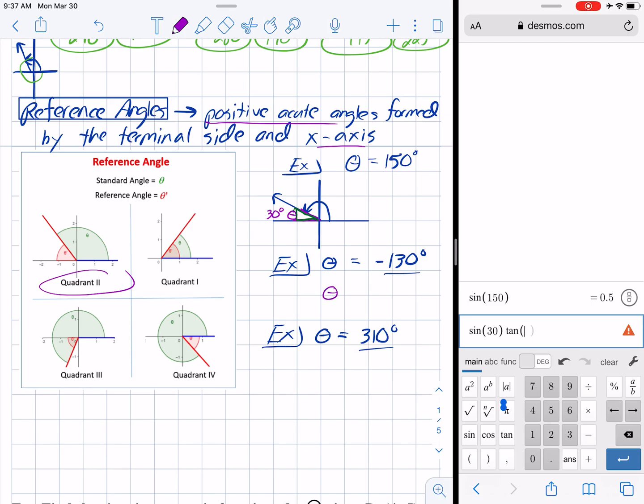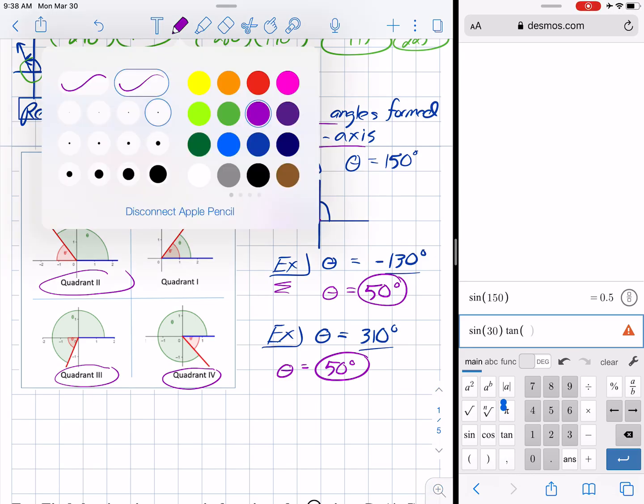Okay, the second example, you should have gotten 50 degrees. Remember, the answer is always going to be positive. It's always going to be a positive angle for your reference angle. And then for 310, you should have gotten 50 degrees as well. 310 is 50 degrees away, so that was this one in quadrant 4. And then this example up above right here was in quadrant 3. Remember, a negative angle rotates clockwise. Positive angle rotates counterclockwise.